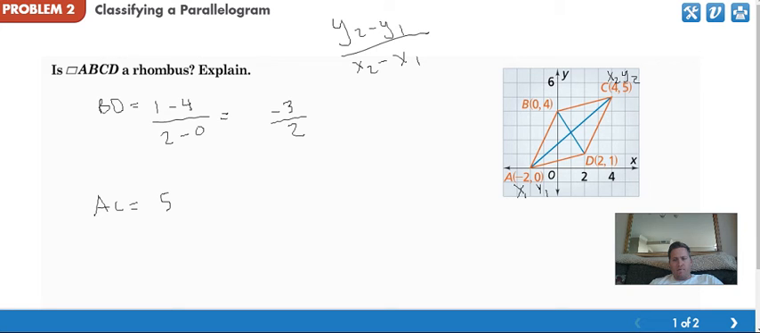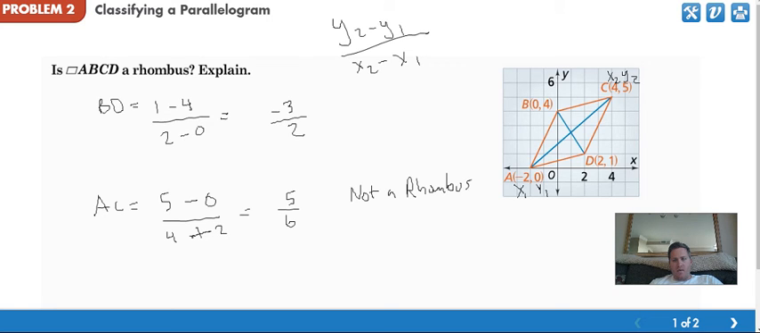AC is going to be 5 minus y2 is 0 over x2 is 4 minus negative 2. This becomes a positive, a double negative. So I'm going to get 5 over 6. So I see that these don't have opposite reciprocal slopes, so I would say it is not a rhombus.